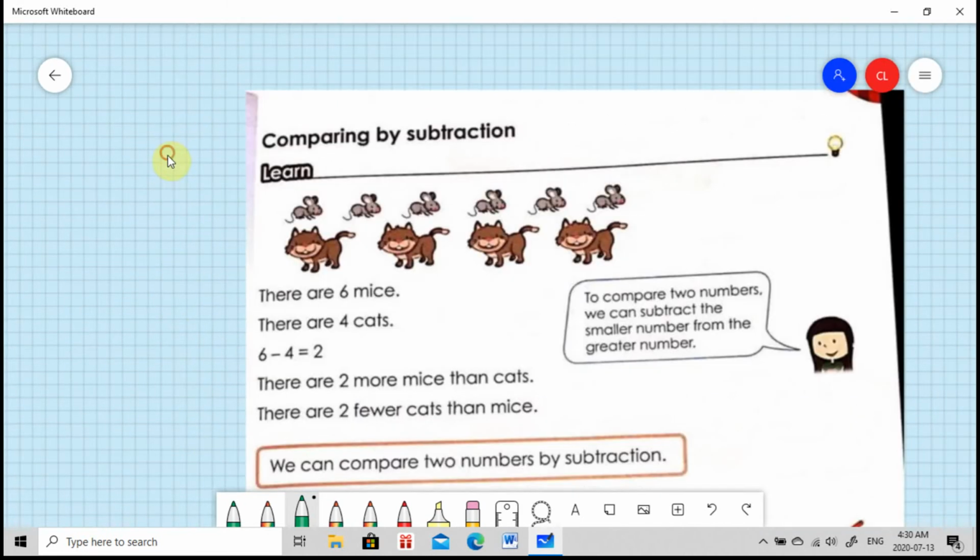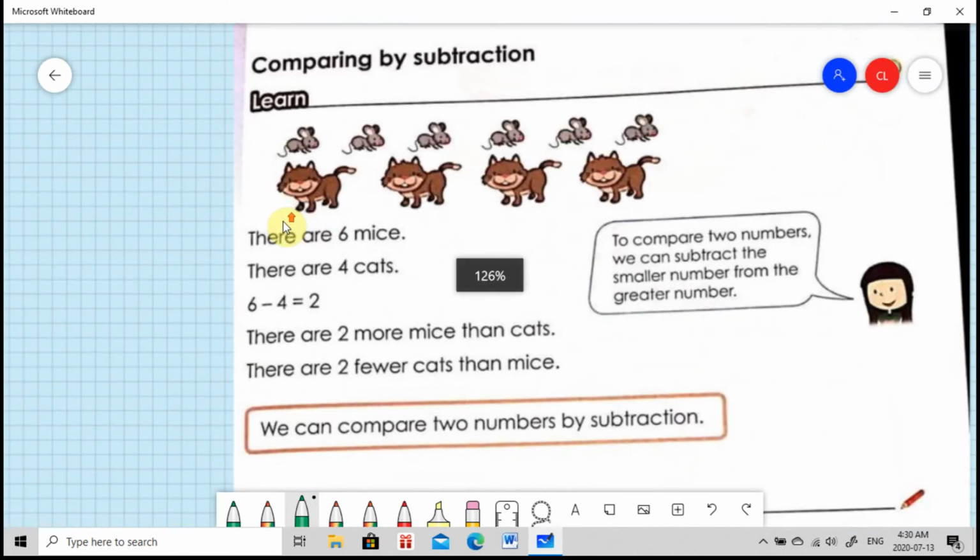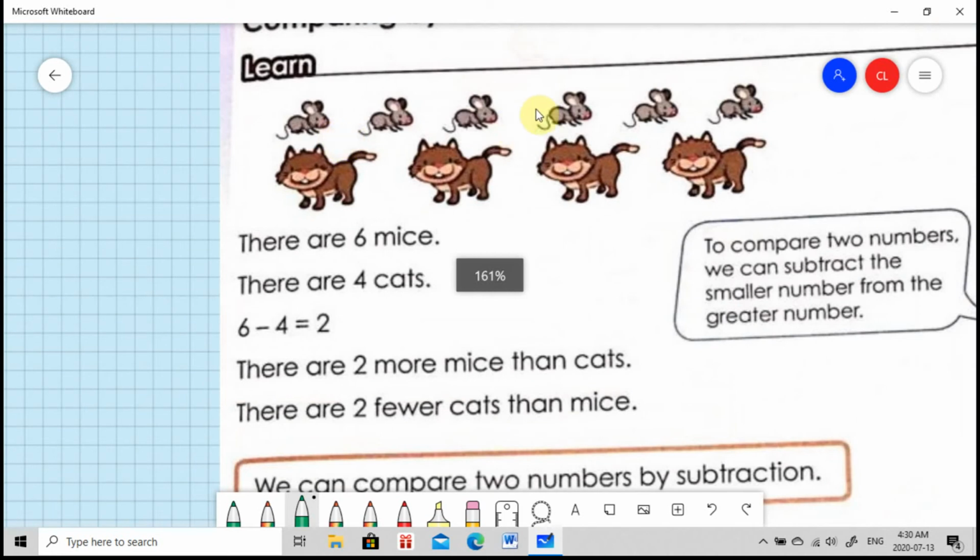For comparing by subtraction, first you count how many mice you have, right? So 1, 2, 3, 4, 5, 6. There are 6 mice. How many cats? 1, 2, 3, 4. There are 4 cats. So you take the number of mice minus the number of cats. You have 2 extra left. So you can say there are 2 more mice than cats, or you can also say there are 2 fewer cats than mice.